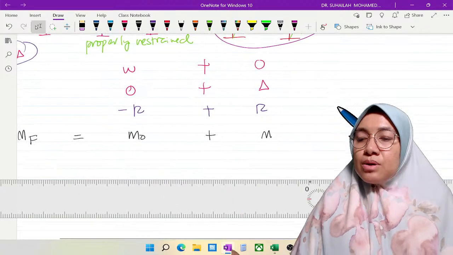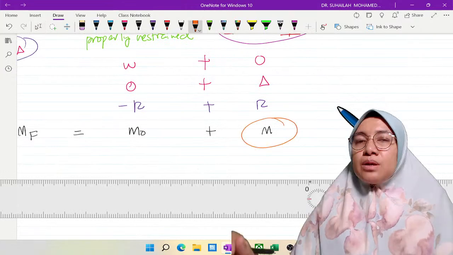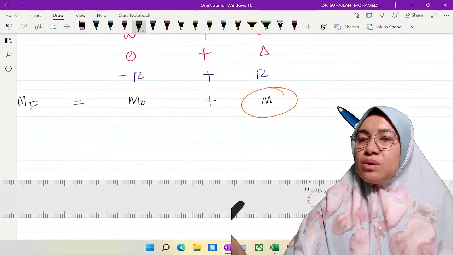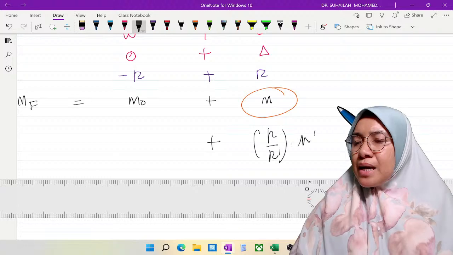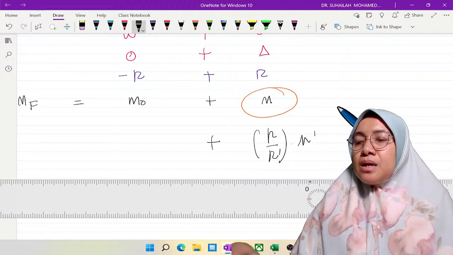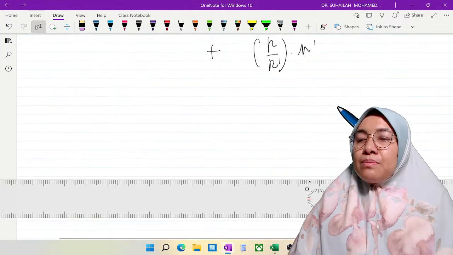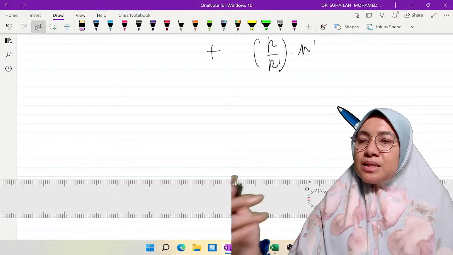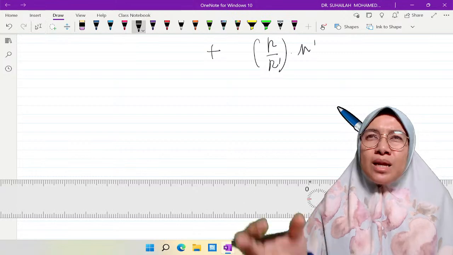So what is this M? This M is actually equal to R divided by R prime times M prime. How do we get this? Using interpolation. So we have to have another frame which is proportional. That is why it is in the textbook.